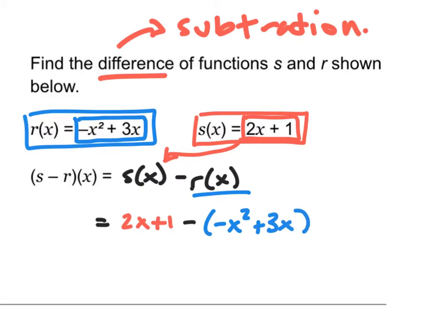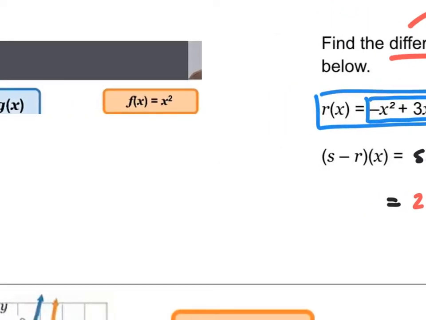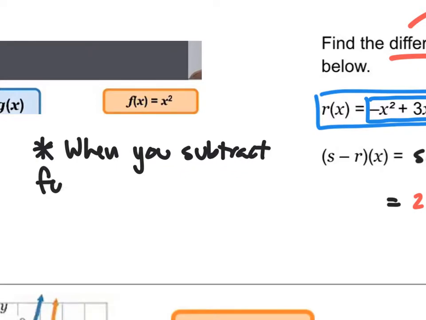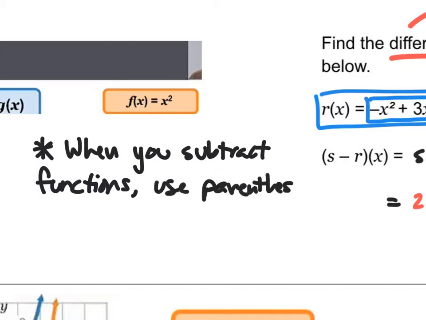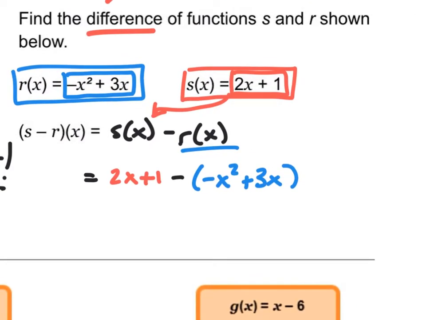That's that quantity, okay? So let's write this down over here. This is a separate note, and this is important, okay? When you subtract functions, use parentheses. That is very important, okay? And the reason why is because when you subtract this quantity, you have to distribute this negative into that other quantity. So as a result, you get this.